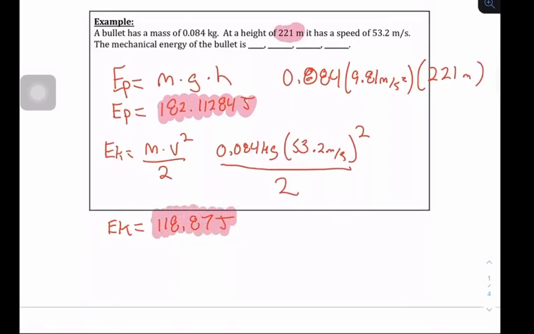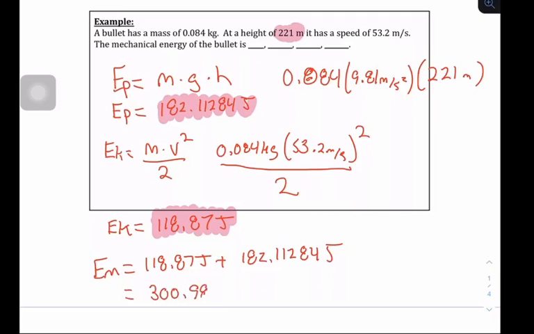My total energy, my mechanical energy, is those two numbers added together. So mechanical energy will be equal to 118.87 joules plus 182.284 joules. The answer I got was 300.982.